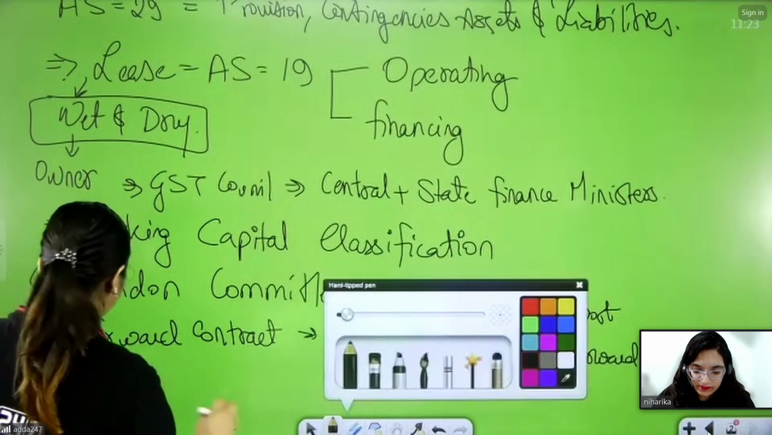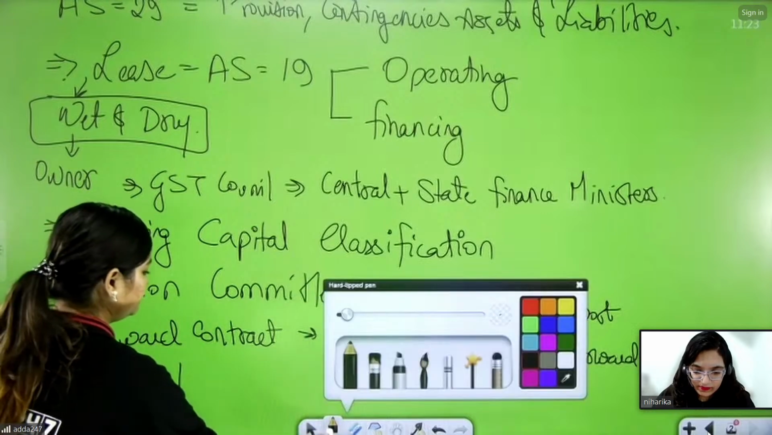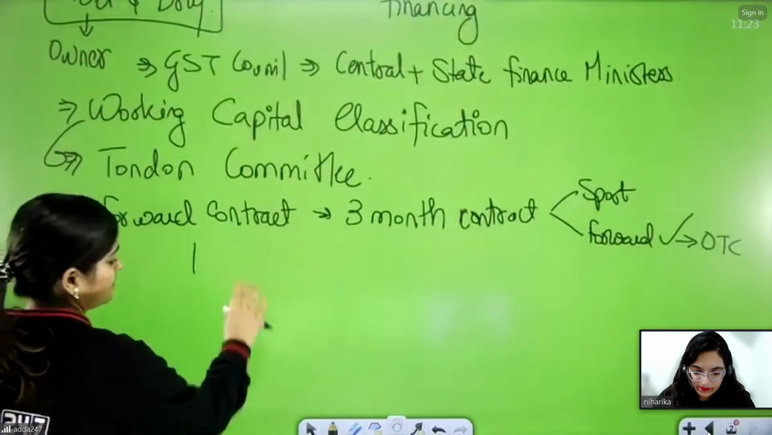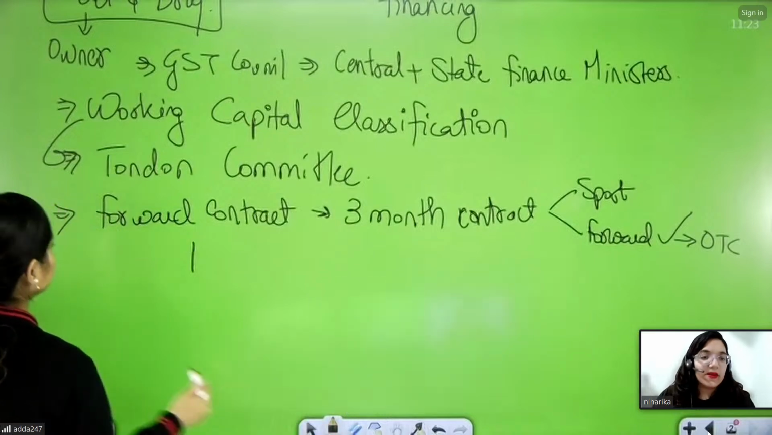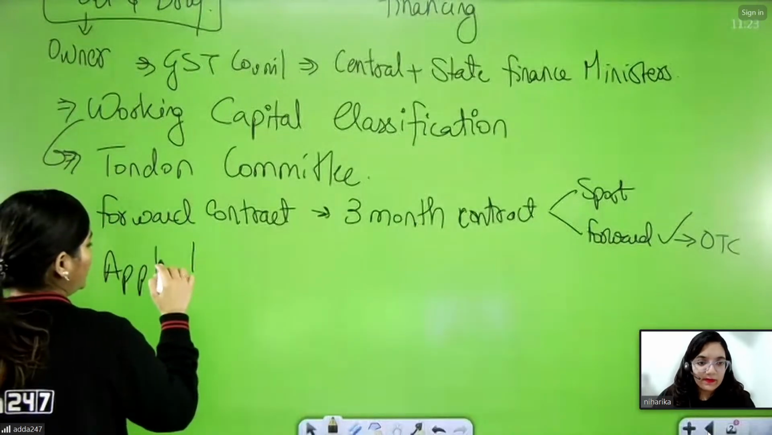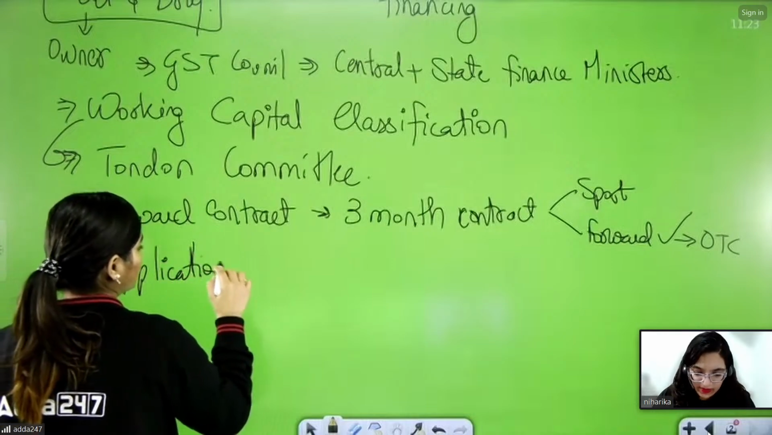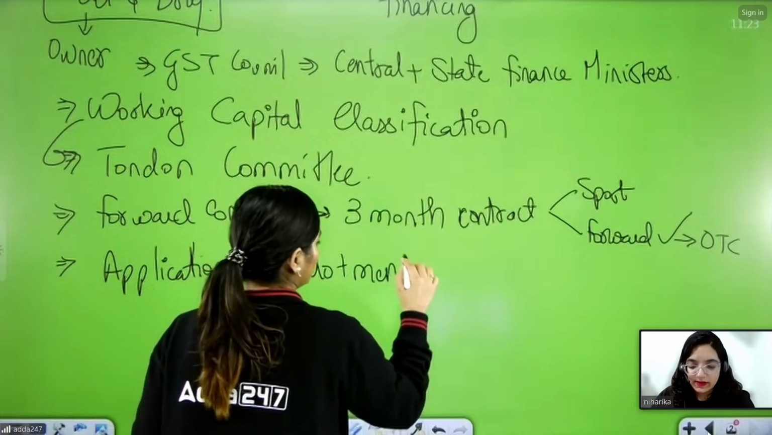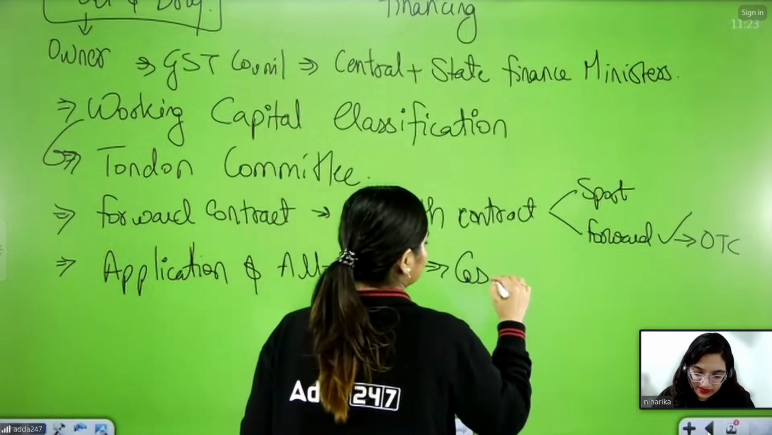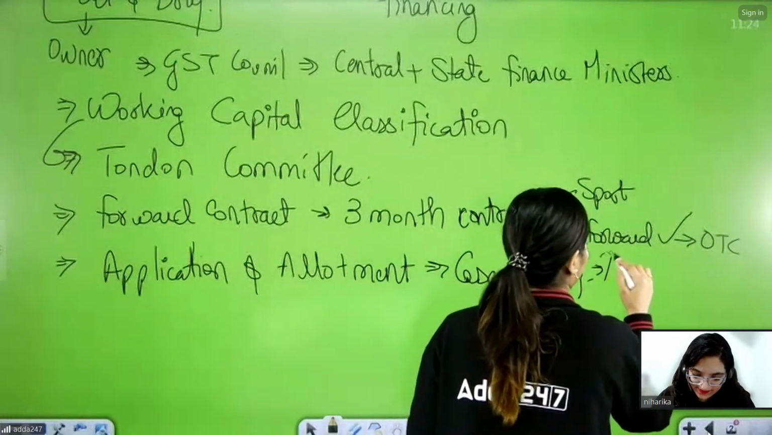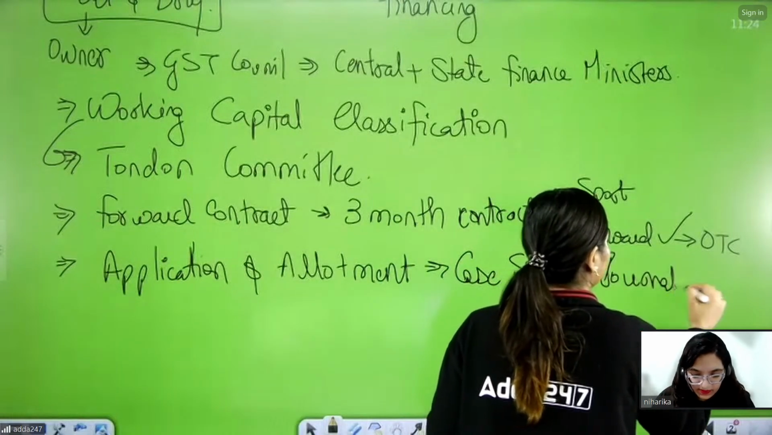Then next we have a question from application and allotment, which is also asked. I believe application and allotment questions were asked. Most probably this would have been a case study, and they are asking through that, maybe a journal entry. Everybody who was there in the session, please help us out.